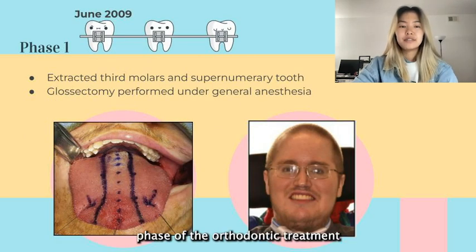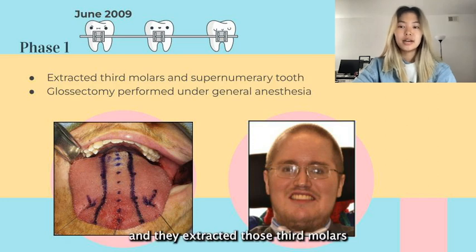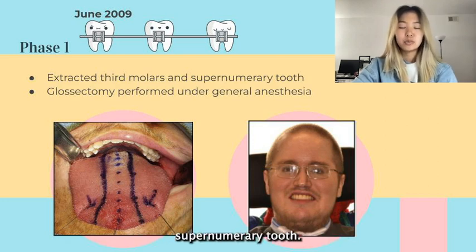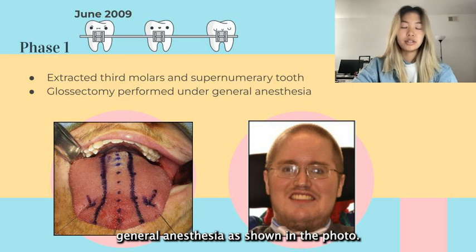So the first phase of the orthodontic treatment started in June of 2009, and they extracted those third molars and also that additional supernumerary tooth. And there was also a glossectomy that was performed in order to reduce the tongue volume, and that was performed under general anesthesia, as shown in the photo.